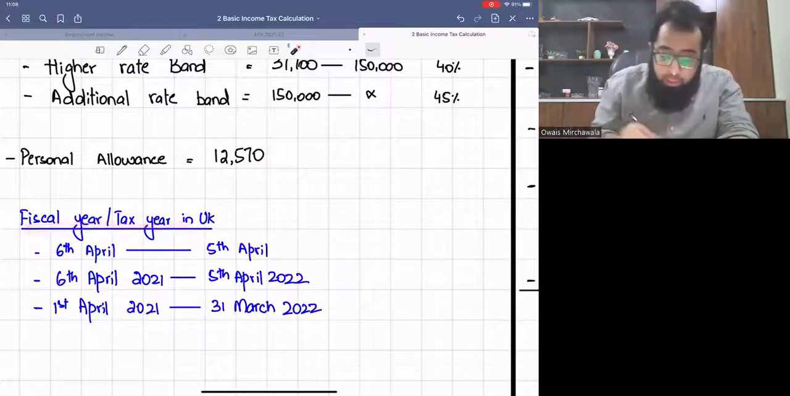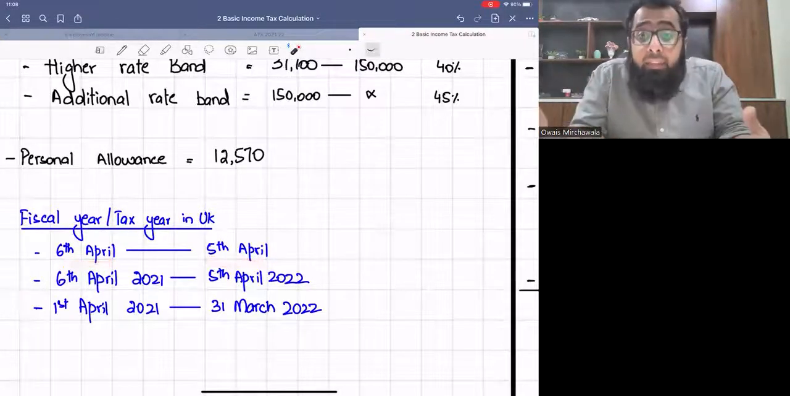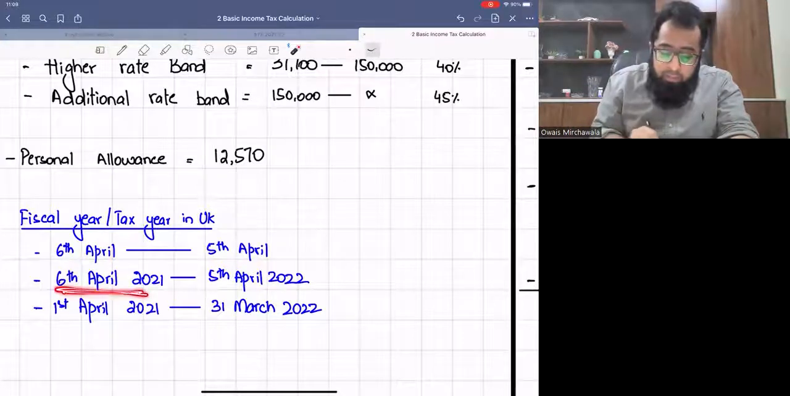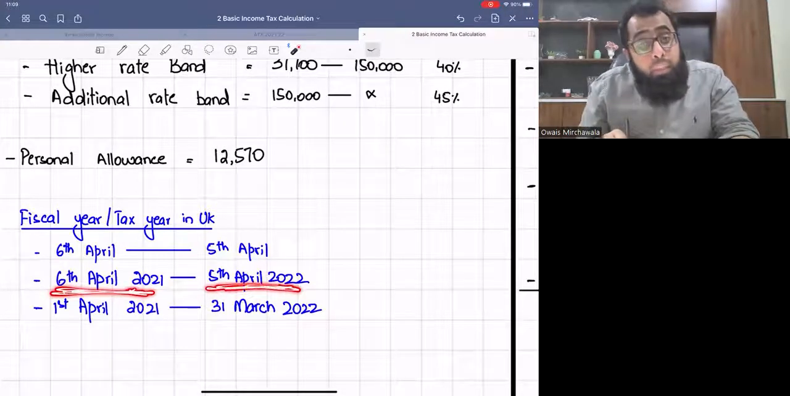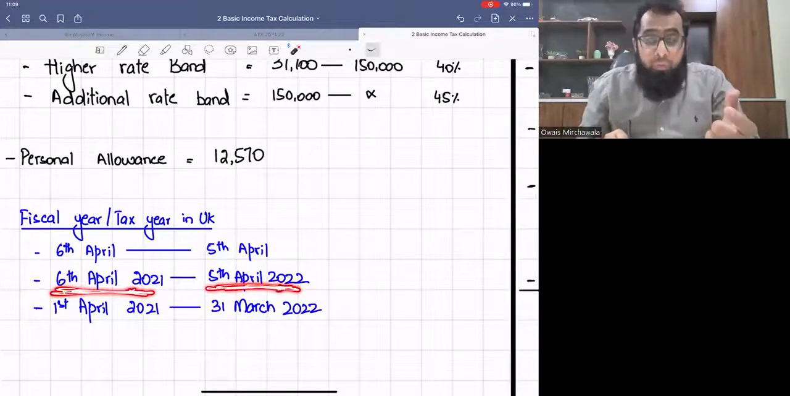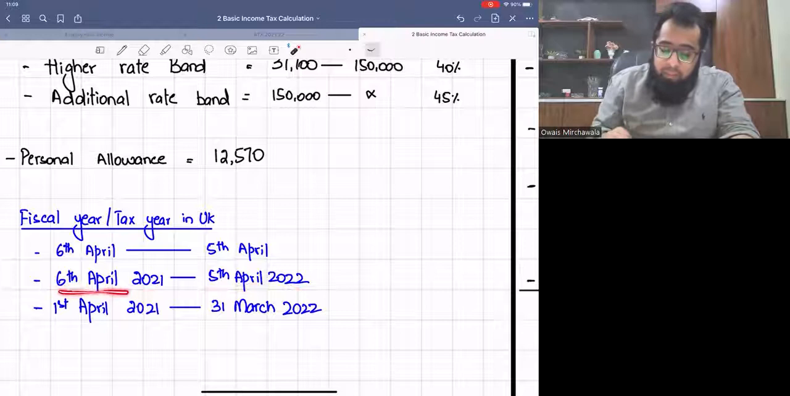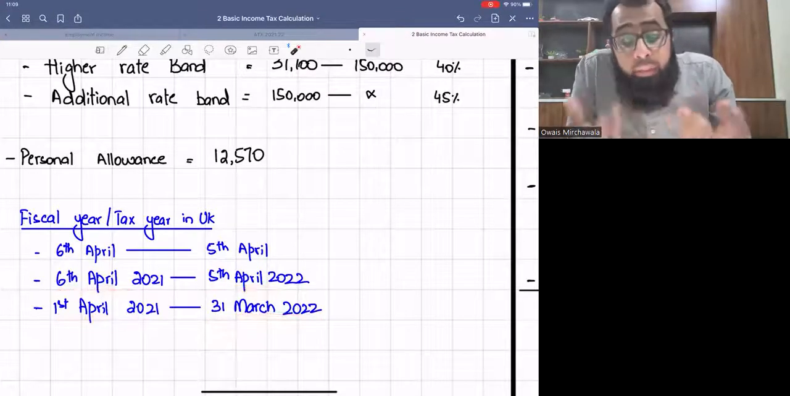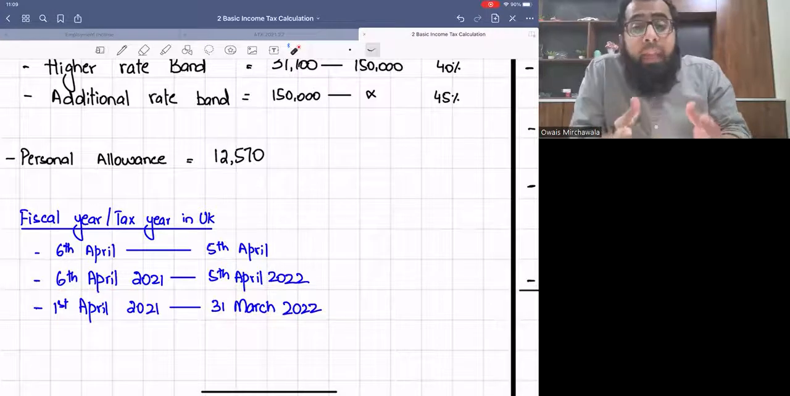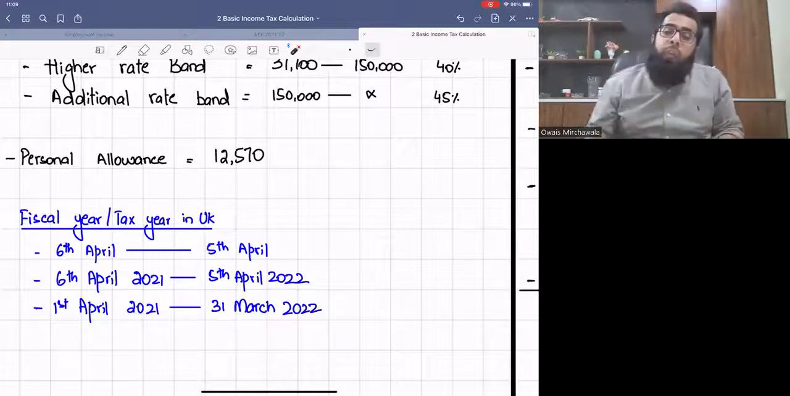The tax year of the UK is from 6th April to 5th April. Currently, in this exam attempt, we will be studying the tax return of 6th April 2021 to 5th April 2022. As a round off, because it is very odd to remember 5 and 6 days, the examiner says that instead of 6th April to 5th April, you can write 1st April to 31st March. So the tax return which we are studying in the current exam attempt is 1st April 2021 to 31st March 2022.